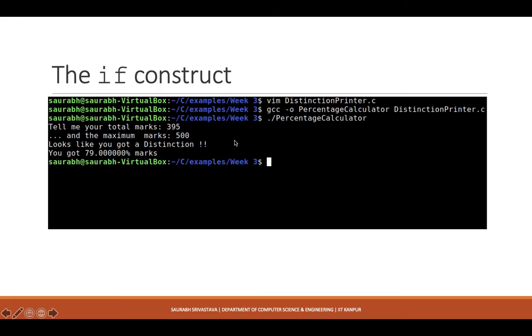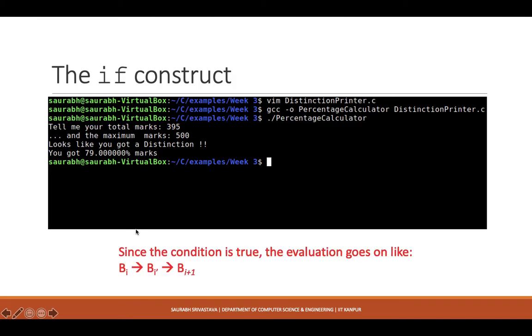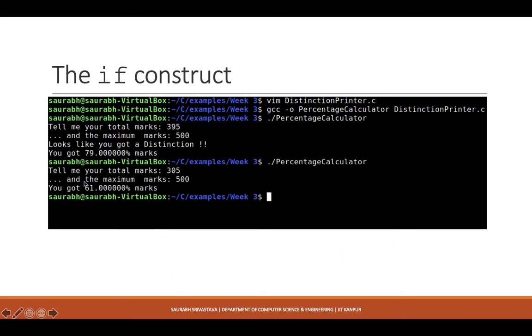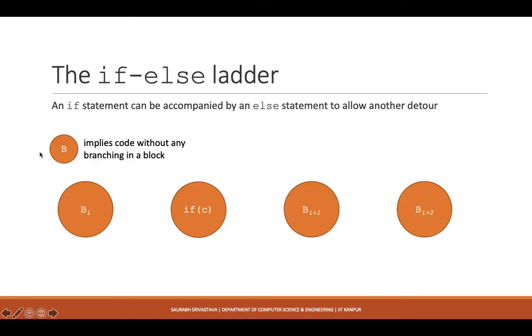So now when you execute this program, if the percentage of the person is greater than 75, this looks like you got a distinction thing gets executed. Since the condition is true, the evaluation is something like this. It goes to bi. So bi was these two statements. Then bi dash, this is your bi dash, and bi plus 1, this is your bi plus 1. Now if the percentage is less than 75, the execution is simply bi and then bi plus 1. So bi dash is not executed.